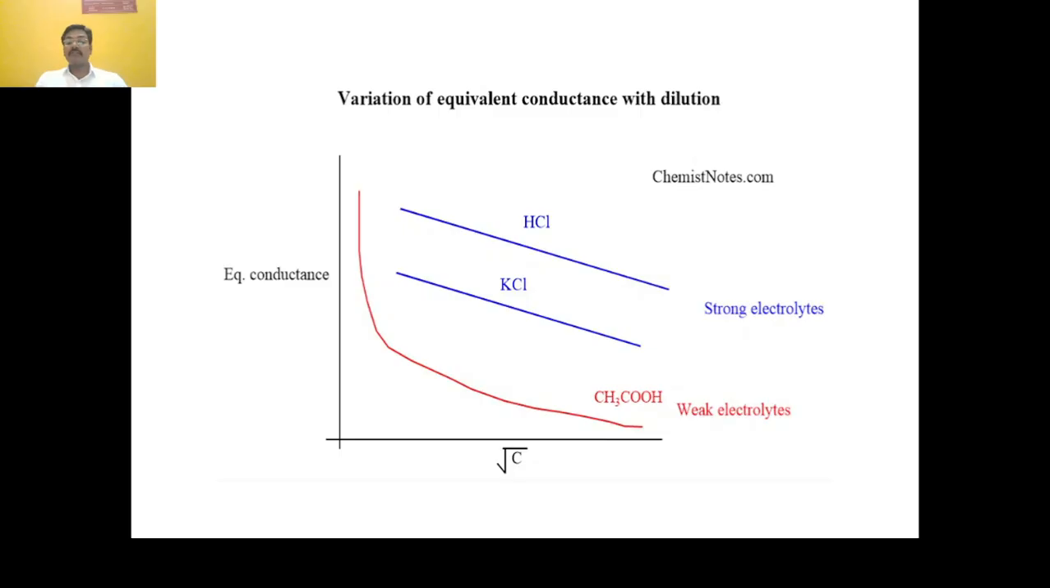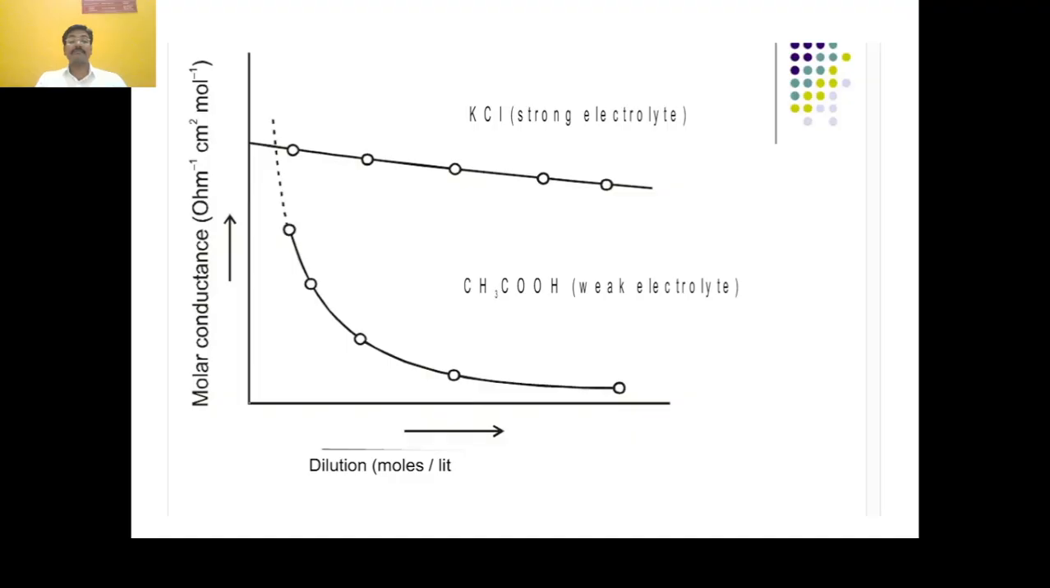Similarly, for a weak electrolyte, on dilution the degree of ionization increases, and therefore there is a sudden increase in the equivalent conductance in the case of weak electrolytes. This is about the molar conductance, that is, how the molar conductance varies with dilution.